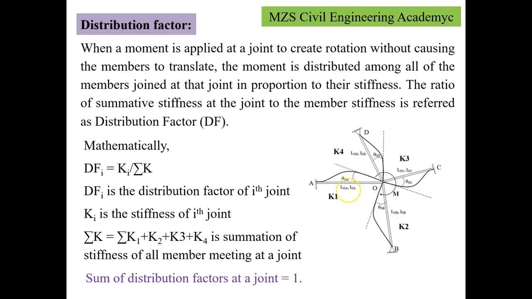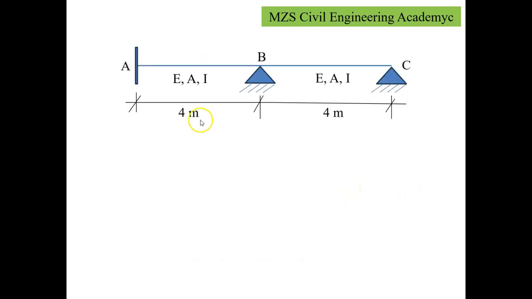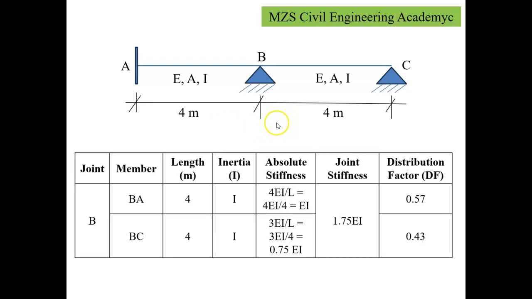Let's try to understand this with reference to a numerical example. I have taken a continuous beam having two spans, AB and BC, where joint A is fixed, and B and C are hinge joints. Let us say E, A, and I are constant throughout the member. The length of the members is 4 meters respectively. If I want to know the distribution factor at the joint B, this is a joint where rotation is possible, because A is locked and I can't have any rotation there because of the locking of the joint.